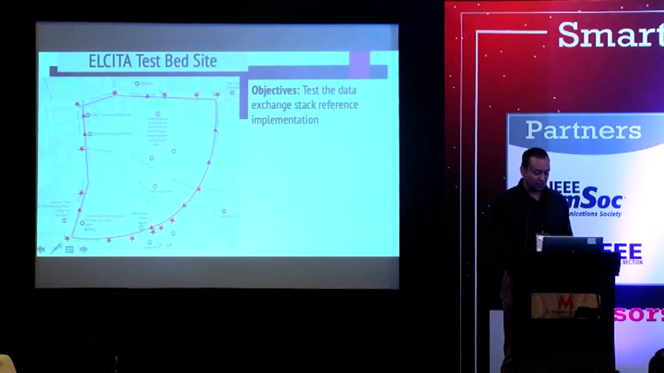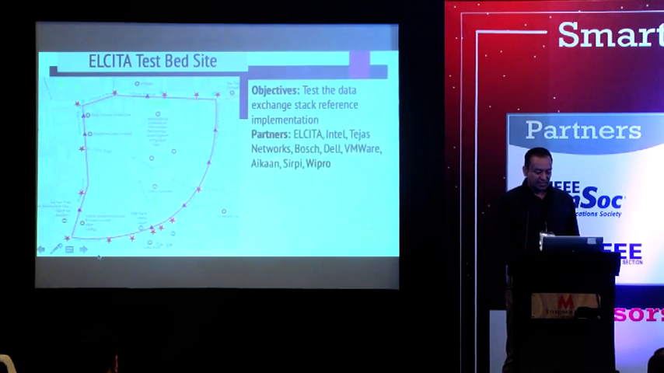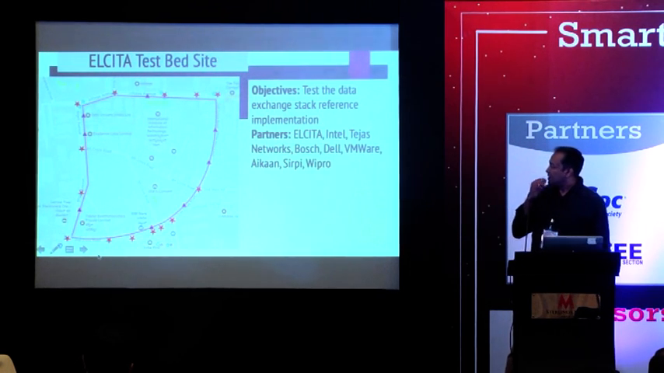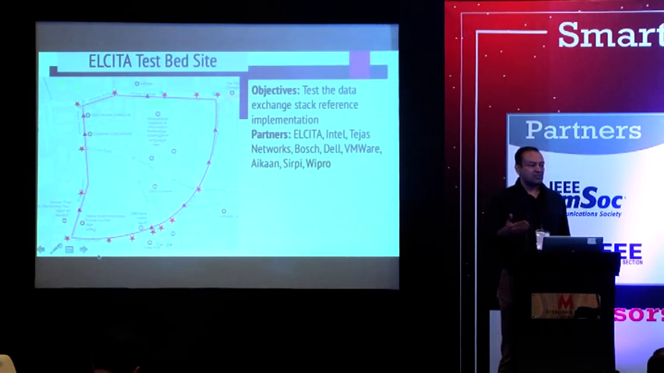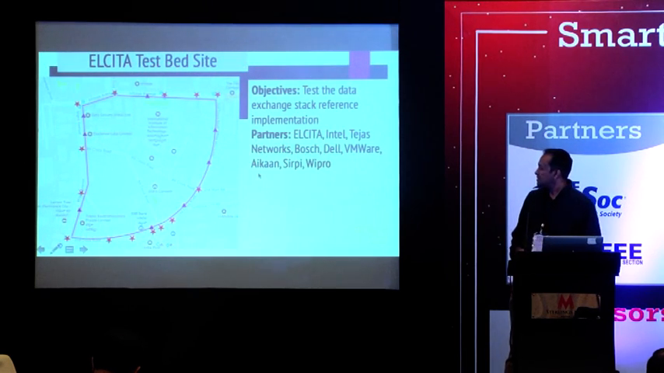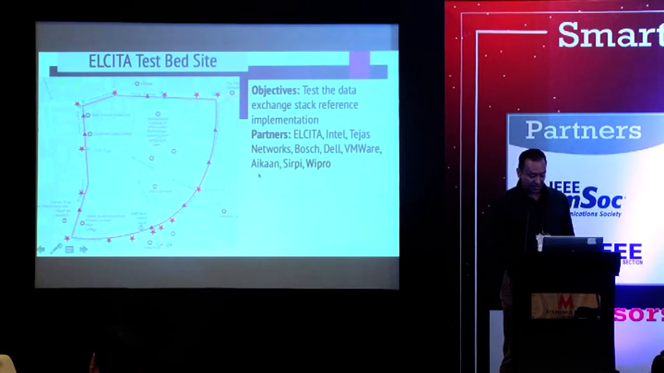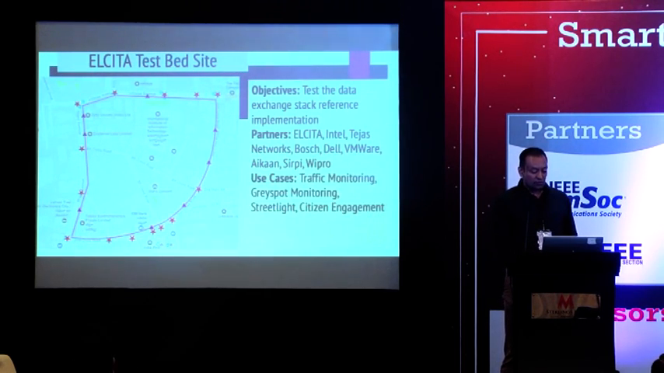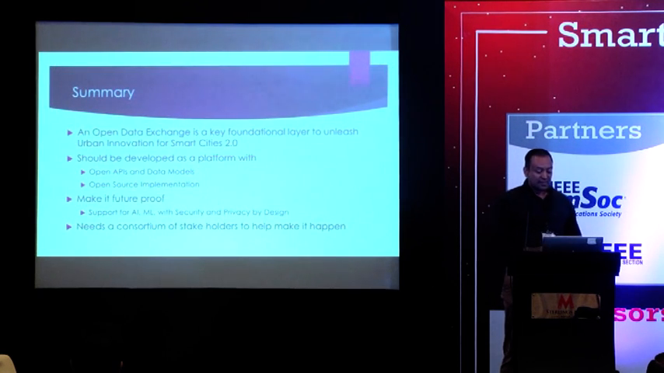So this is that portion where there's a fiber loop, and all these junctions have cameras. There are some air quality sensors, smart street lights, etc. And we are working with a number of partners. ECTA, of course, is the Electronic City Township Authority, which has kindly agreed to give us a space to do this experiment, and we are working with Intel, Tejas Networks, Bosch, Dell, VMware, some startups, Icon, Sirpi, and Wipro, and so on. Here, of course, we are looking at traffic monitoring, grey spot monitoring, street lights, citizen engagement as the applications.